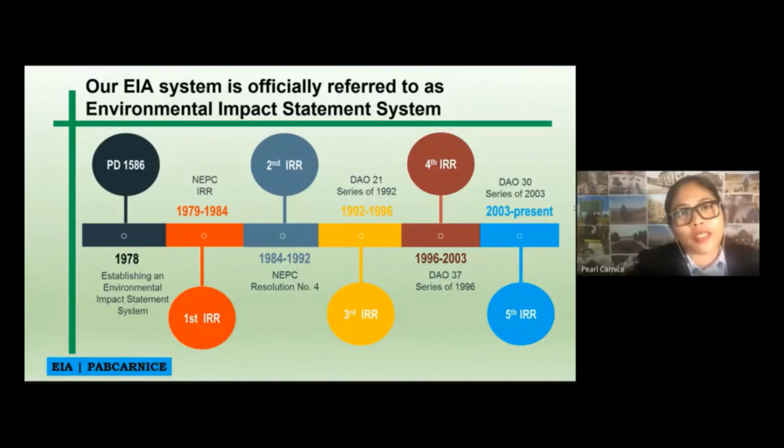And of course, the DAO that we are using now, the DAO 30 series of 2003, or we call it sometimes DAO 2003, is the fifth IRR, which is actually the document that we are using up to today, when it comes to the EIS, or the environmental impact statement system.